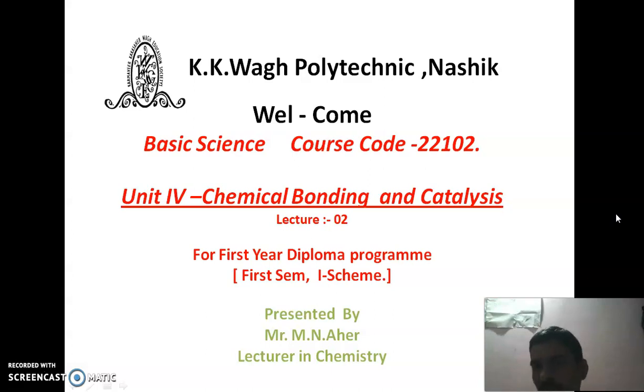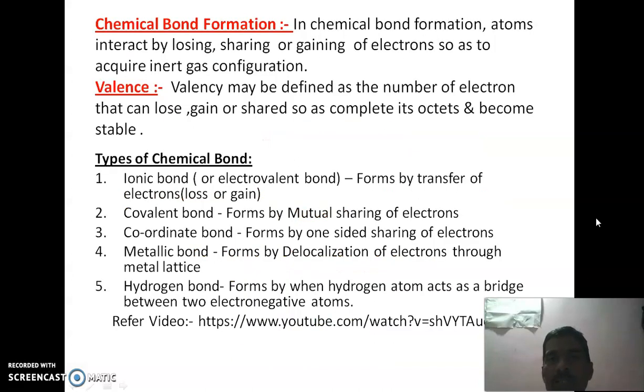In the previous lecture, we started the topic and discussed the term atomicity and the electronic theory of valency. Now the next topic is the chemical bond, or formation of a chemical bond. Basically, a chemical bond is formed when atoms interact by losing, sharing or gaining electrons so as to acquire the inert configuration.